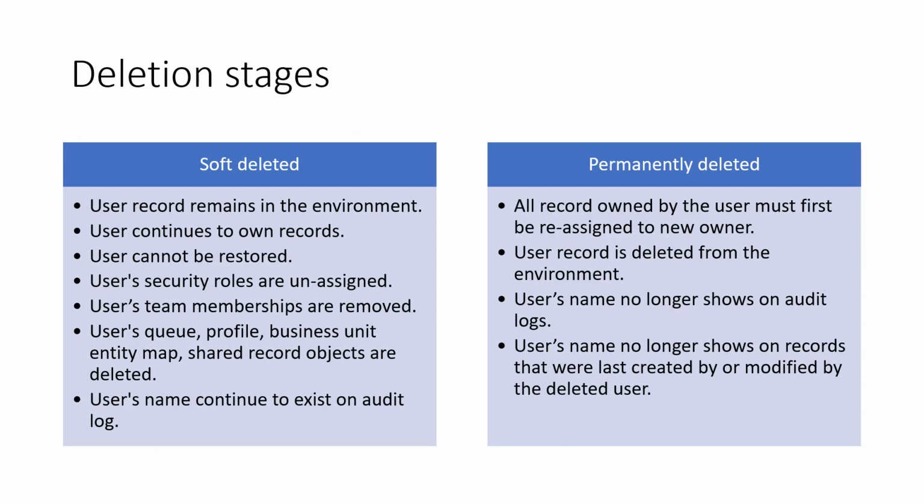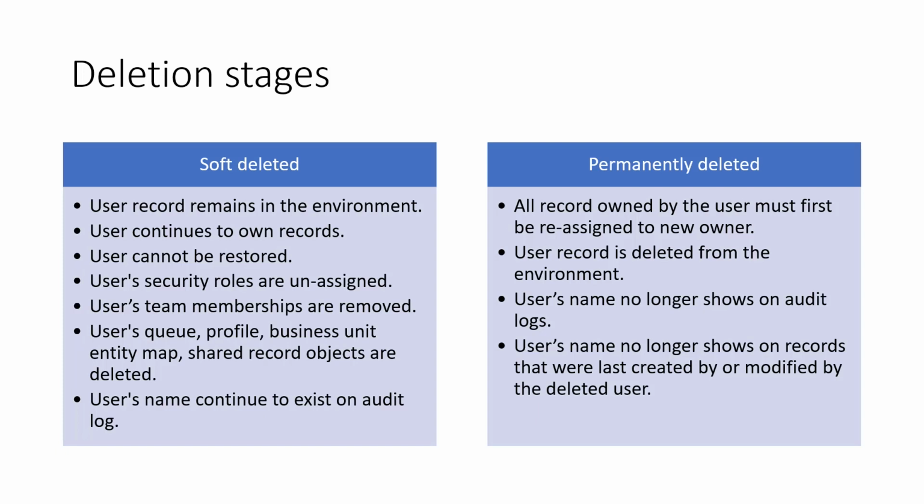Before we get started with the bulk user delete, let's review the two user deletion stages. When the user is deleted from the tenant and after 30 days or permanently deleted from the Azure portal, the user can be soft deleted in Dataverse. When a user is soft deleted, the user record remains in the environment. The user can continue to own records. The security roles and team memberships are removed. All user profile information is deleted, and the username continues to show up on audit records. In this stage, you save most of the storage as lots of security-related records are deleted.